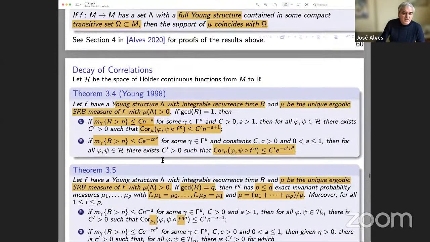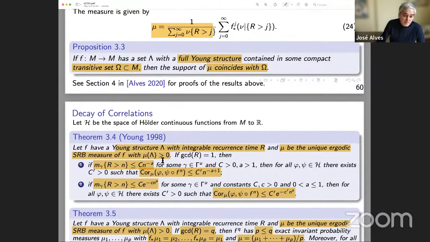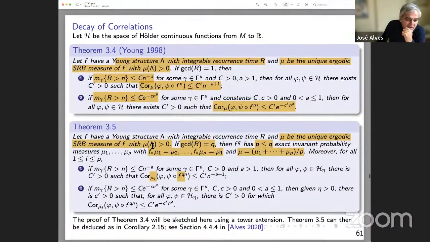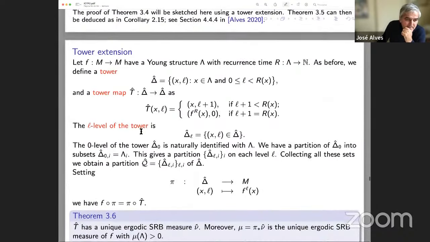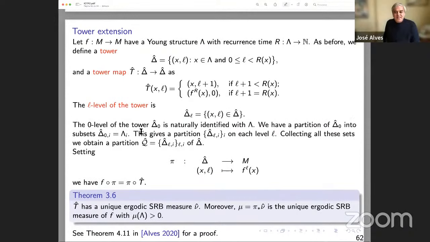Okay, so the idea now is to give you an idea of the proof of this theorem. Proving it would need more than 4 lectures. As I said, it uses a tower construction, and the tower is introduced exactly in the same way as before. Since we have the induced map and the recurrence time R, you can introduce this same expression. I'm using different notation, here I'm using hats. This is because I'm going to consider a quotient.